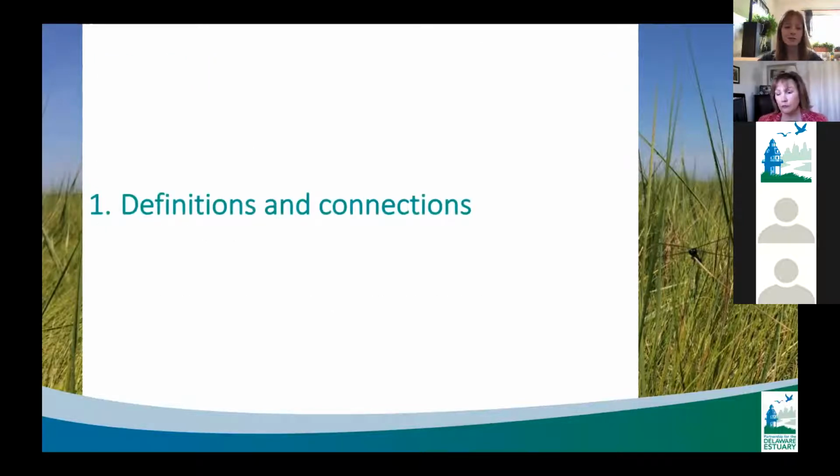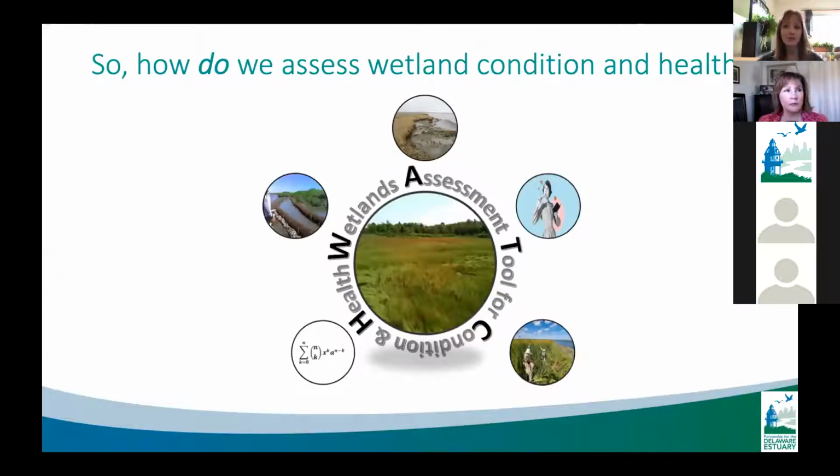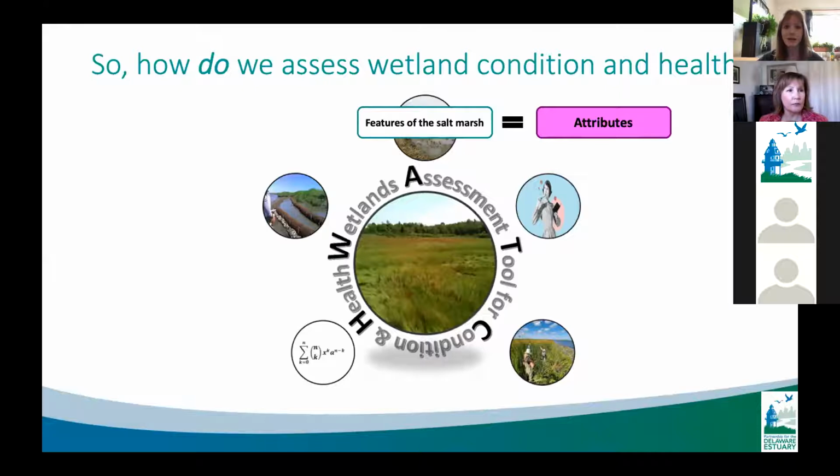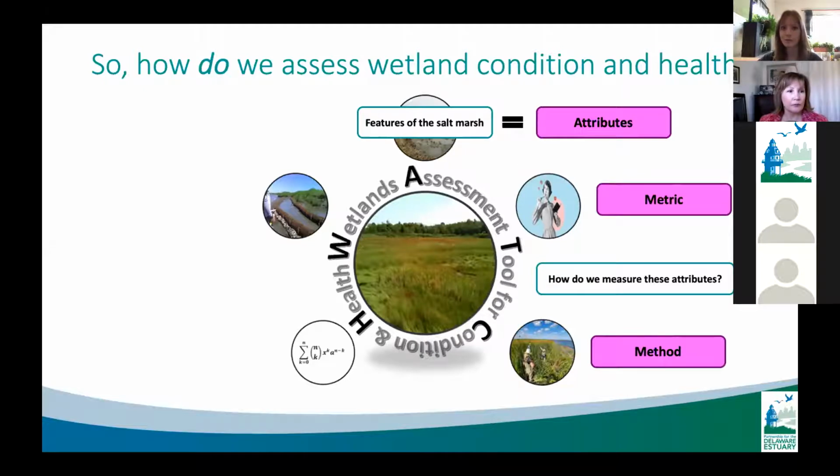So first, going into our key definitions and connections within WATCH. These definitions are really going to be essential in how we describe going about assessing wetland condition and health. So first things first, we need to define the essential features of a salt marsh, the features that we know are key to wetland functioning. And here we're going to call these our site attributes. So then what we need next is a way to describe and to measure these attributes. We're going to measure our features using relevant metrics and associated established scientific methods.